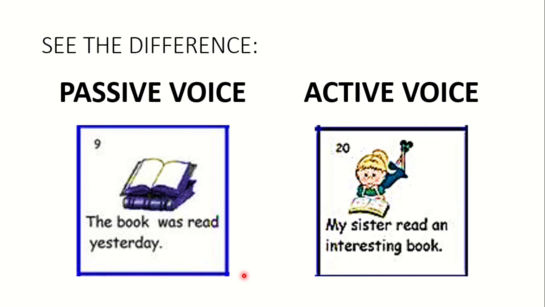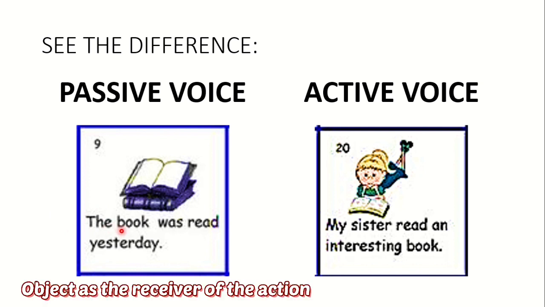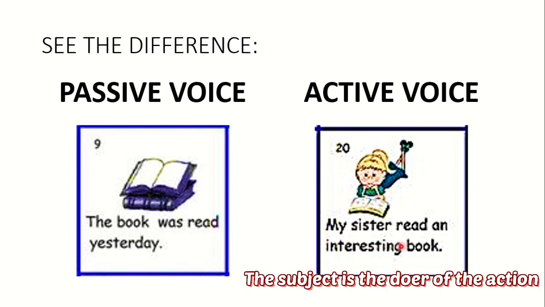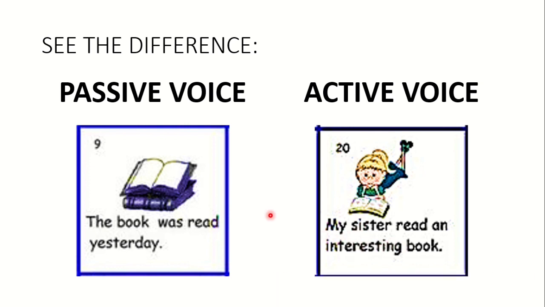Okay, let us analyze the difference. The book was read yesterday is in passive voice, while my sister read an interesting book is in active voice. So for this one, the book is the receiver of the action. Receiver siya ng action, passive. While in active voice, the person or the subject is the doer of the action. Okay? Ulit natin. Passive, receiver of the action. Active, the subject is the doer of the action.